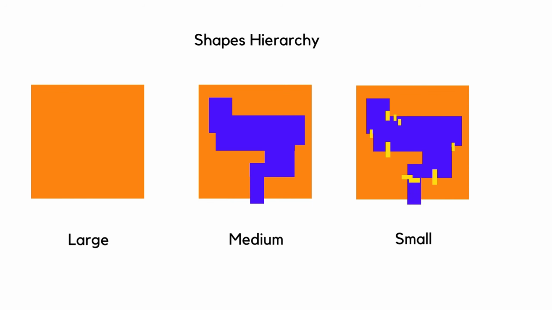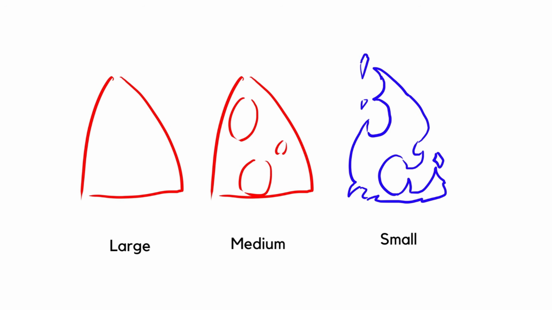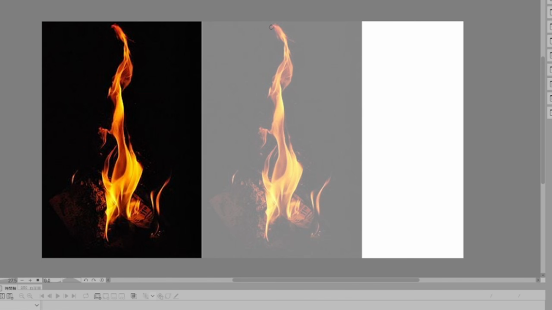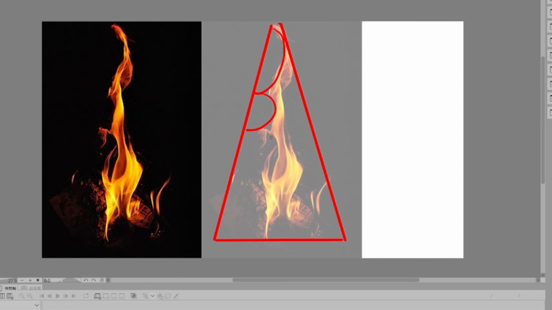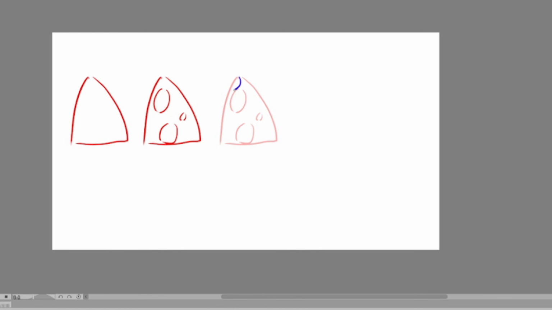This concept relates to the shapes hierarchy. We can simplify it as large, medium, and small. This is a concept commonly discussed in design. We can observe that flames are essentially triangular shapes with several small holes dug inside. We can start by drawing a triangle as the primary shape. Then, carve out several secondary shapes, paying attention to the rhythm to avoid repetition. Finally, add some tertiary shapes as details.